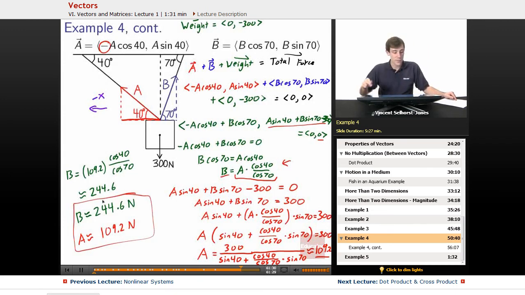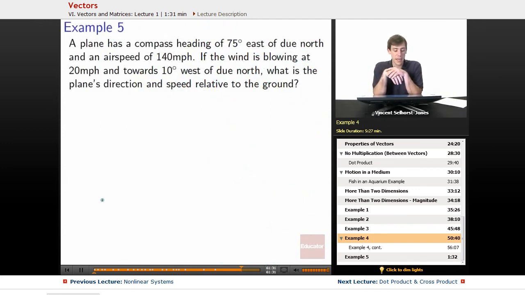All right. Last example: a plane has a compass heading of 75 degrees east of due north and an airspeed of 140 miles per hour. If the wind is blowing at 20 miles per hour and towards 10 degrees west of due north, what is the plane's direction and speed relative to the ground? So first, what's this first part mean?